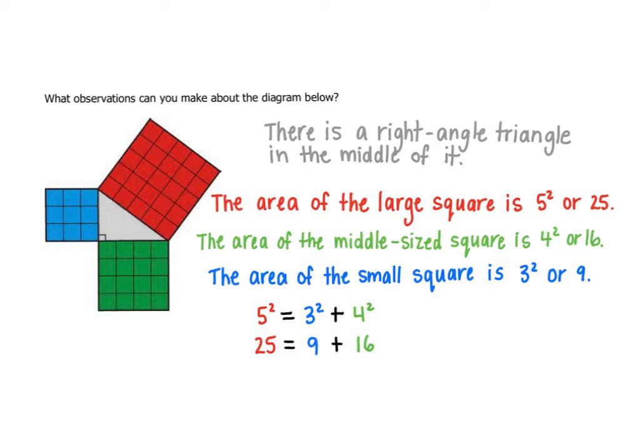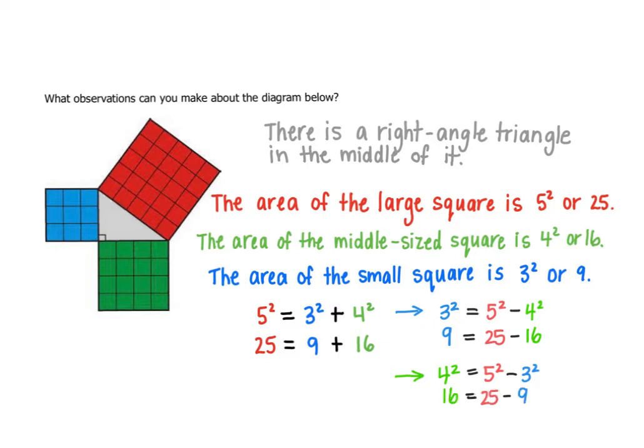Let's imagine we wanted to find the area of the blue square. We could do this by subtracting the area of the green square from the area of the red square. Similarly, if we wanted to find the area of the green square, we could take the area of the red square, take away the area of the blue square to find it.